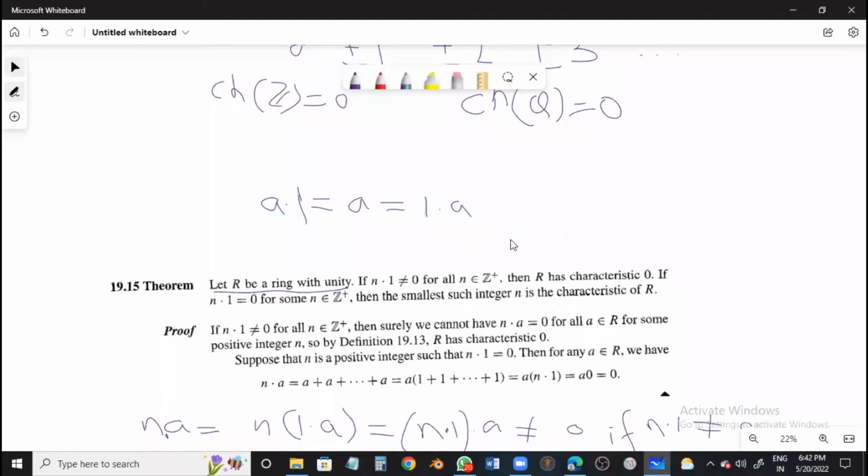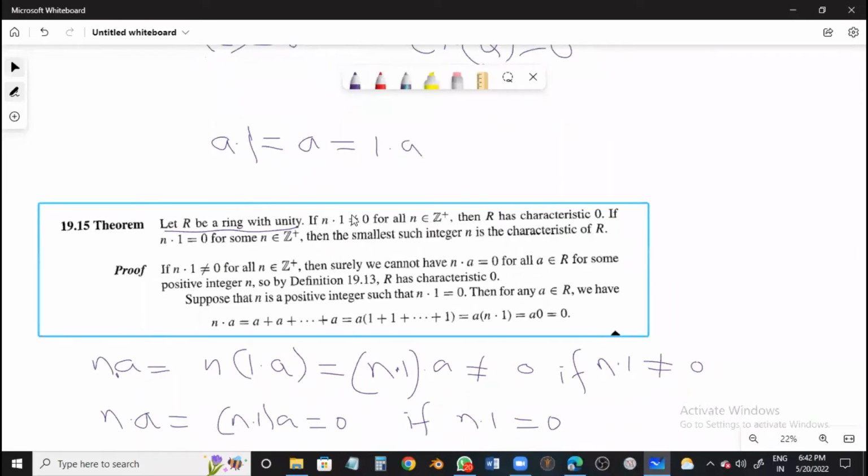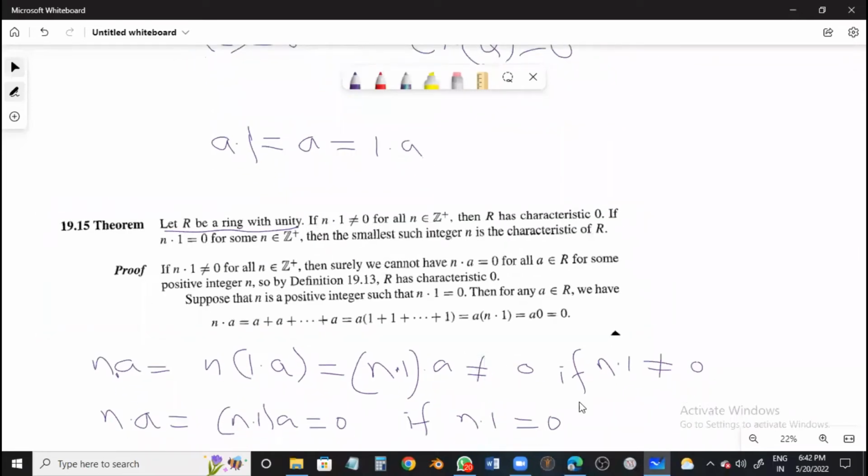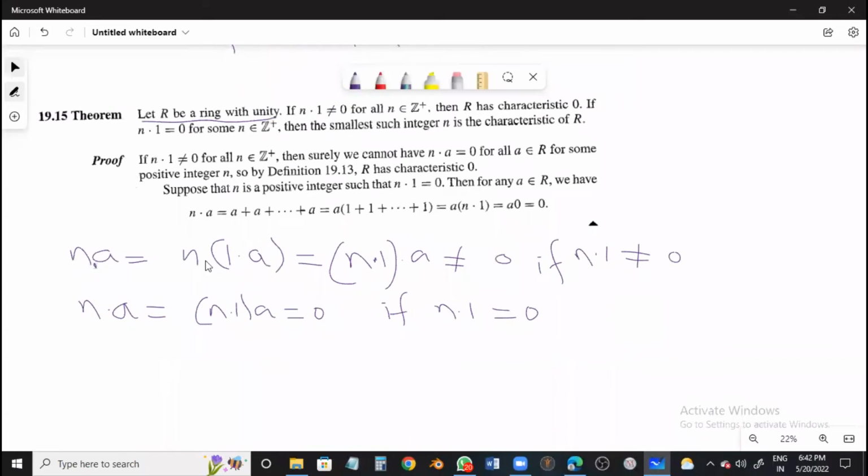Now, if I know that n into 1 is not 0, then damn sure n into a cannot be 0. By just knowing n into 1 is not 0, I come to the conclusion that n into a is not 0. How? Because I'm able to write a as 1 into a. Using associativity, I'll write it as n into 1 into a. But n into 1 is not 0, so how will this product be 0? Not possible. Are you following me now?